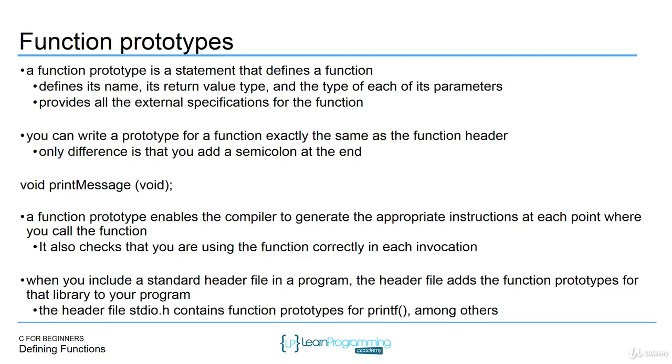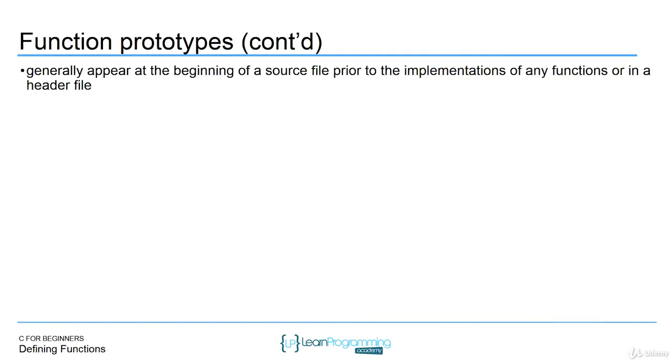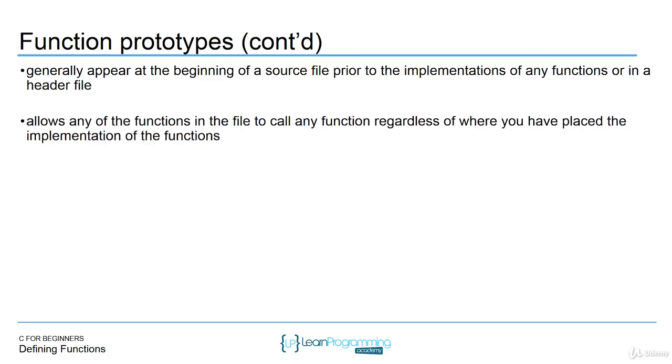But because we're using the printf function, which can be used in many different source files, that function declaration will be defined in the header. And in this case, stdio.h. So they usually appear in source files if only that source file is using that function. Otherwise, you put them in a header file if they're being used by many source files. It allows any of the functions in the file to call any of those functions that are defined, regardless of where you have placed the implementation.